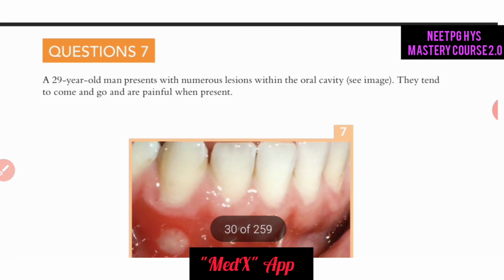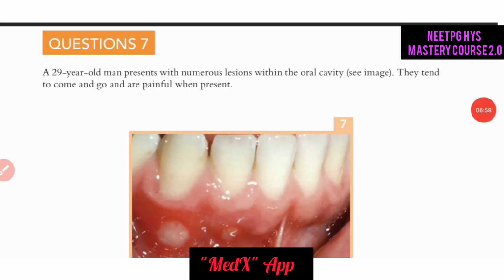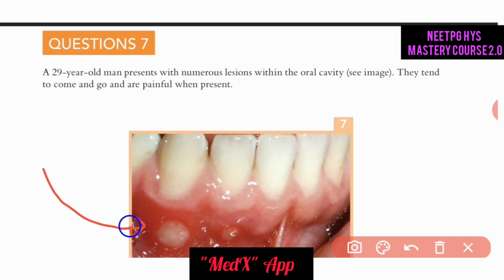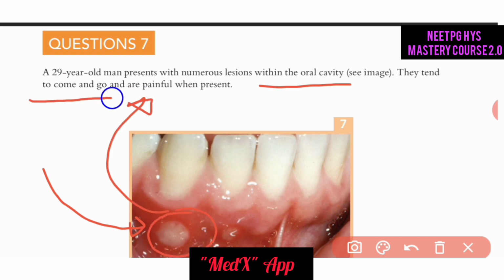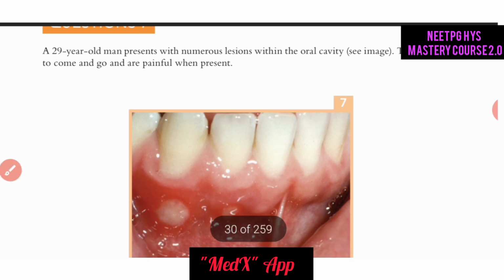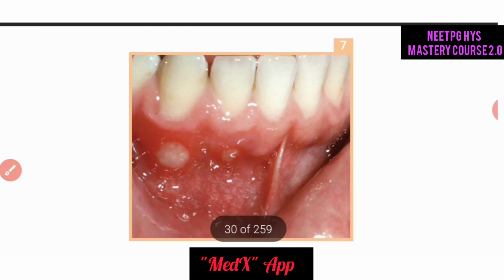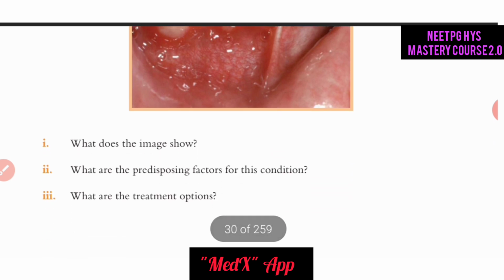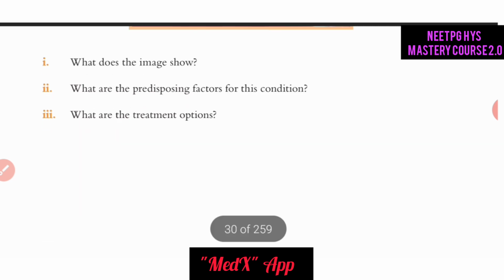Now case number 7, right? A 29-year-old man presents with this picture which you can see here, and numerous lesions within the oral cavity. The main thing that you need to know is these lesions are very painful, right? And the peculiar history that the patient is giving is it is recurrent and it comes and goes, means the patient is having frequent episodes of these type of ulcers within the oral cavity which are very painful. So what does this image show you, and what is the predisposing factor, and finally how will you manage this case?